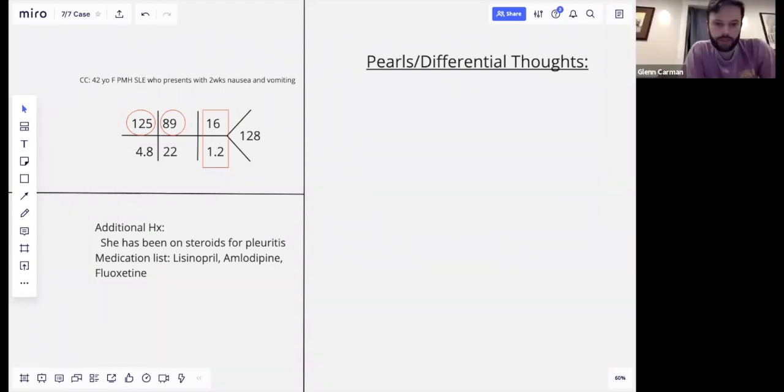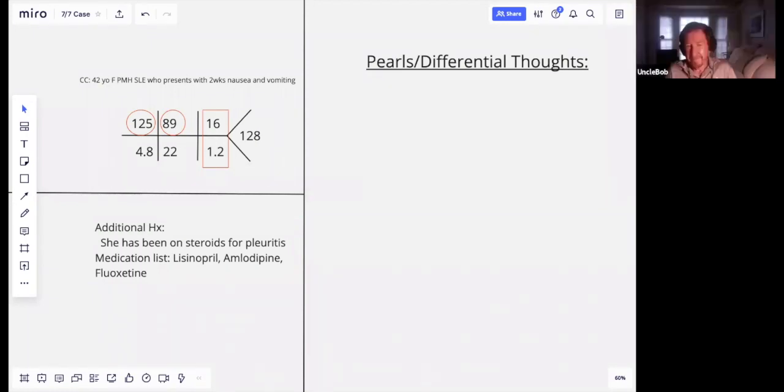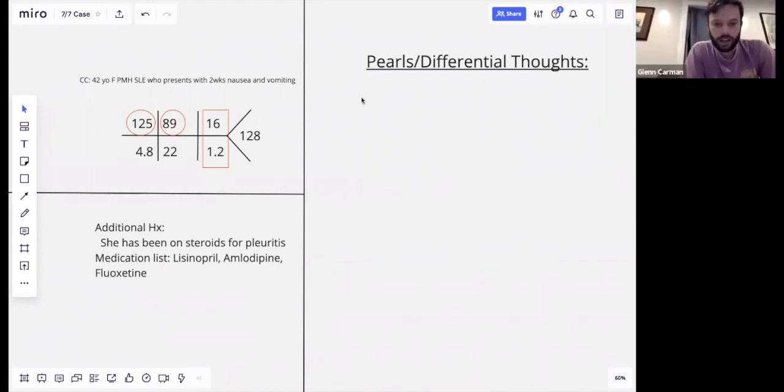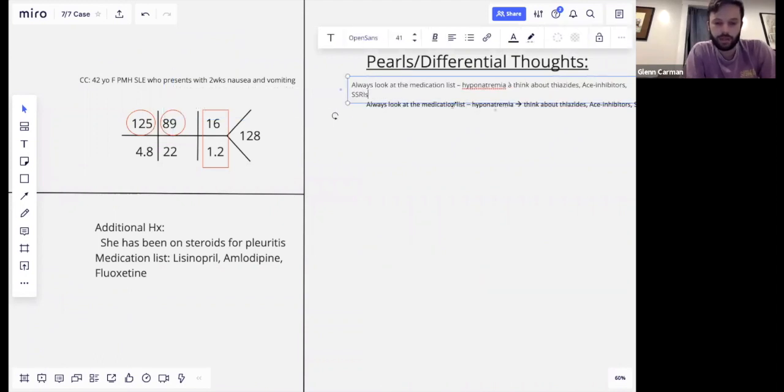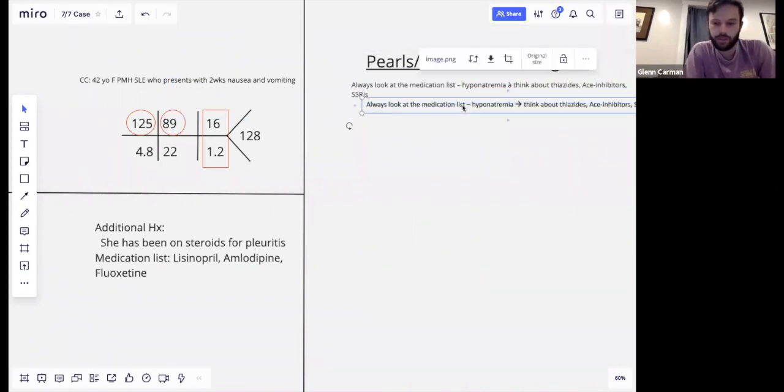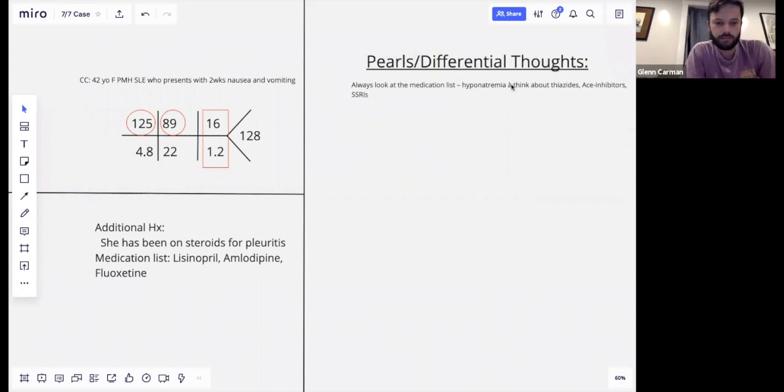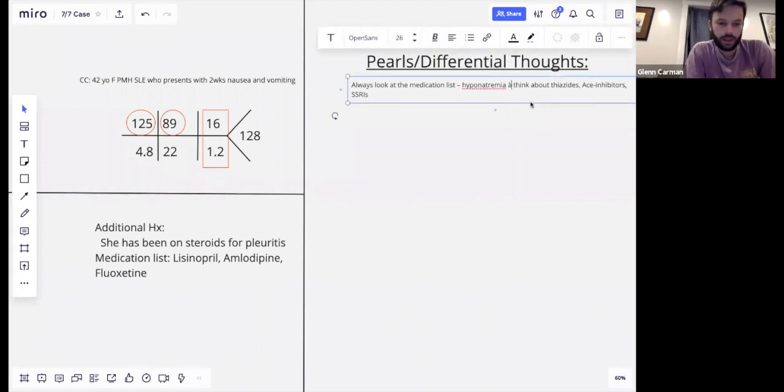All right. So, you know, the lisinopril certainly adds to the potential causes of elevated potassium. Amlodipine probably is not going to be very significant here. I'm not really sure about the fluoxetine either.